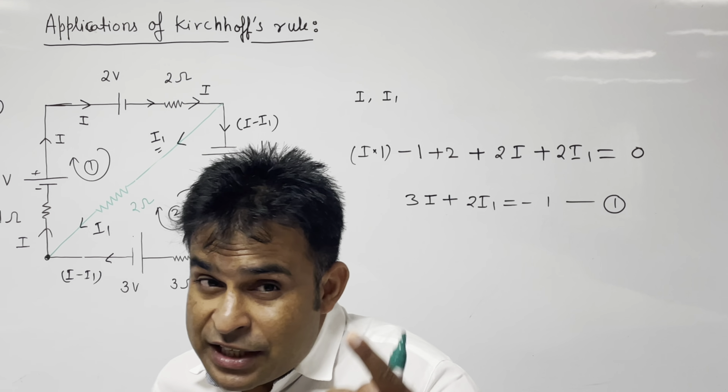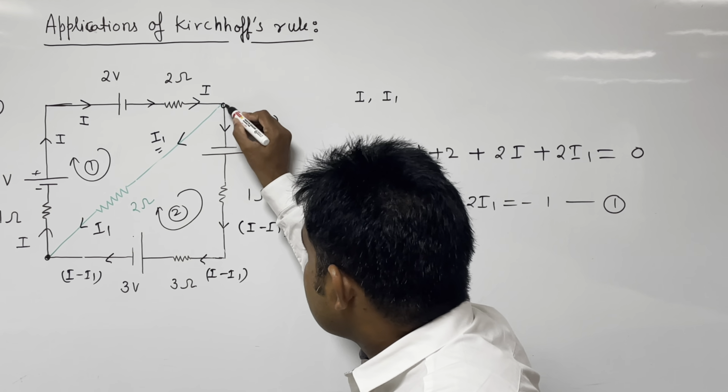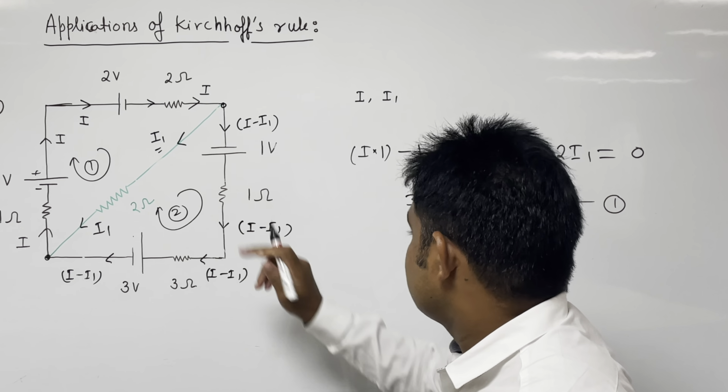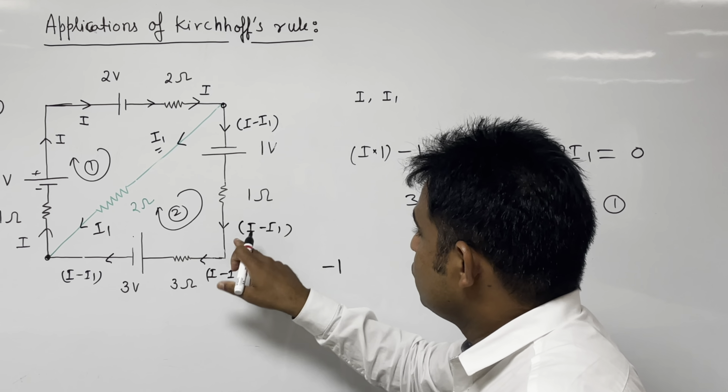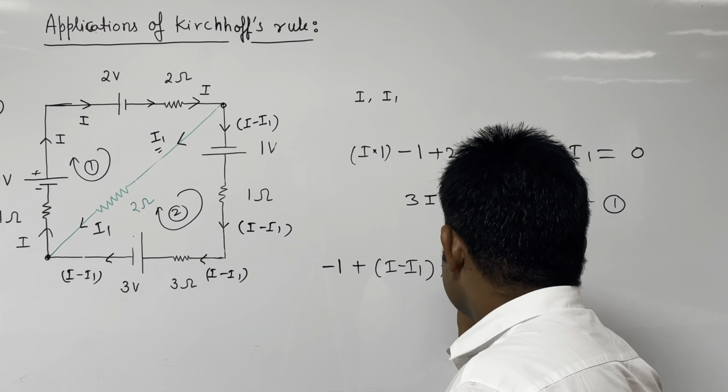Now I'll apply the same logic, the same Kirchhoff rule, in the second loop. I'm starting from here and I'm moving clockwise. In this case, what will I write? Minus 1 volt. Then for this one, I'll write I minus I1 into 1 ohm.